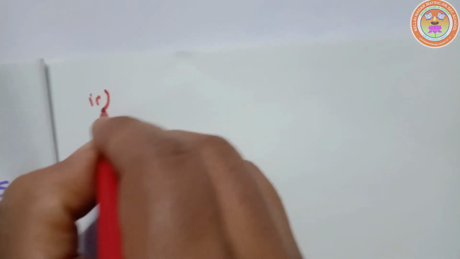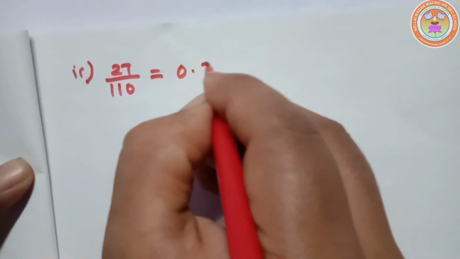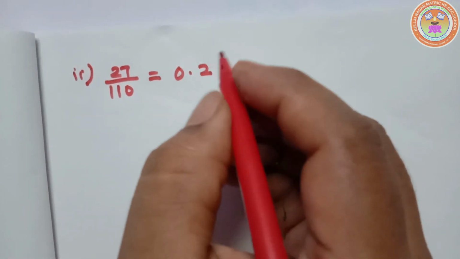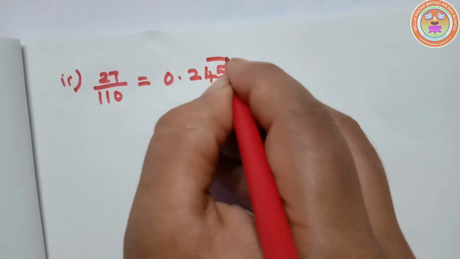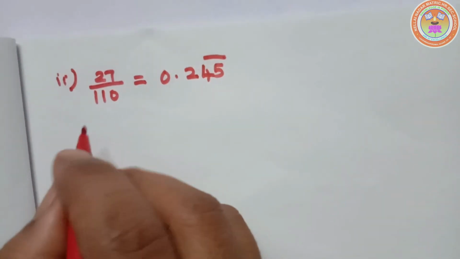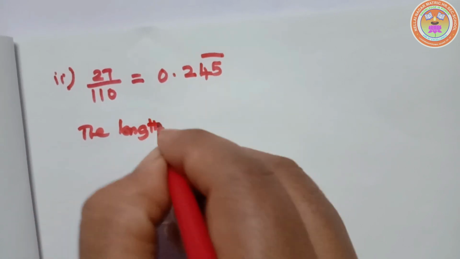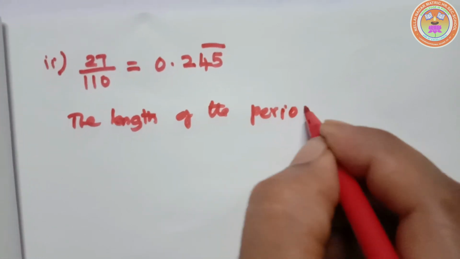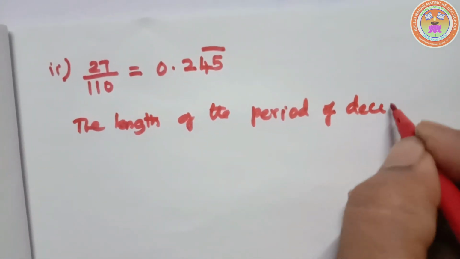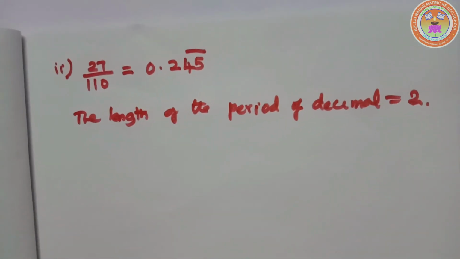We'll see one more example, children. Second one is 27 by 110. That is equal to 0.2245. Now what is the period of decimal? The length of the period of decimal is equal to 2. Now we'll see an exercise sum, children.